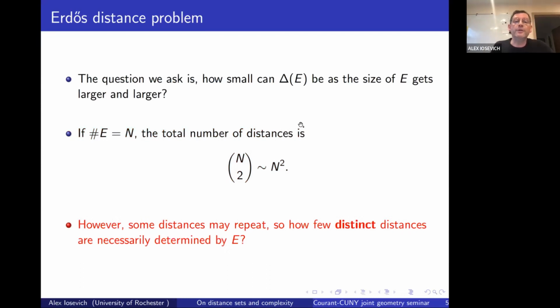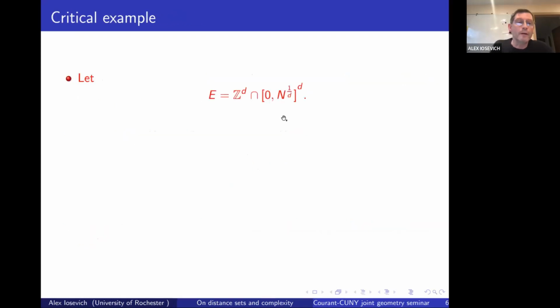This is known as the Erdős distance problem, which, as far as I know, was formulated in 1945, though I seriously doubt it. That's when the first result was published. For all I know, Erdős had this idea 10 years earlier. So let me go straight to the critical example. Is this a critical example? We don't know, but we believe this is a critical example.